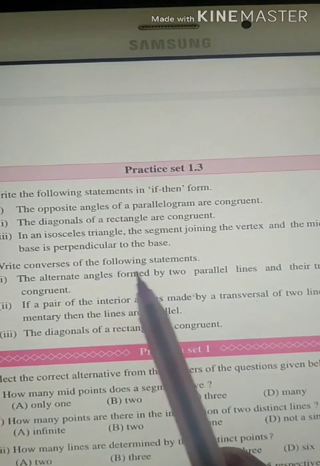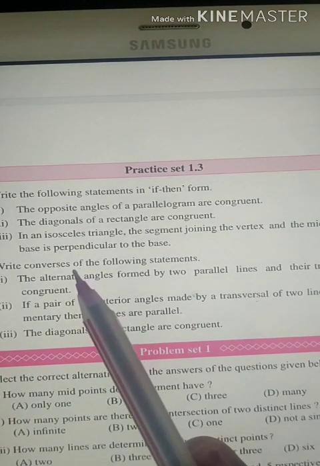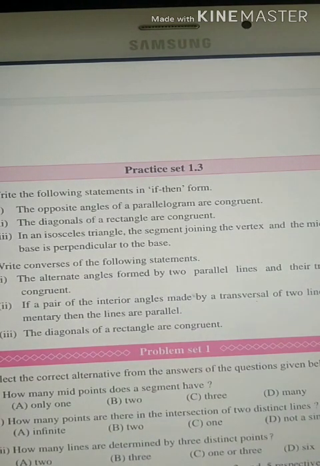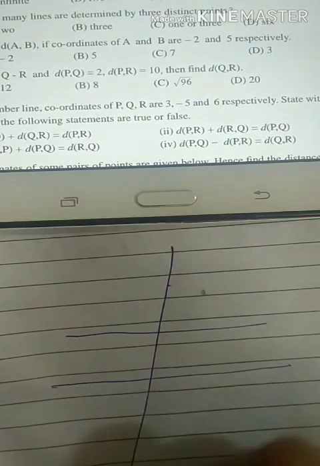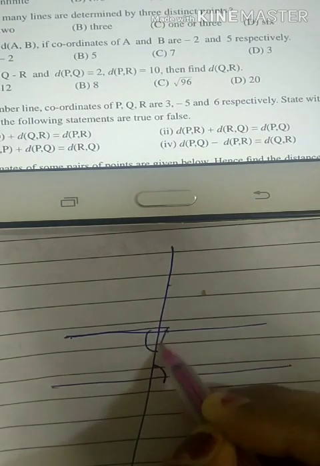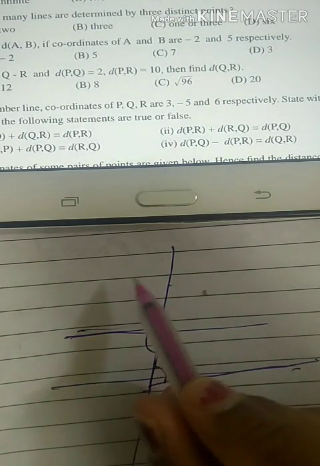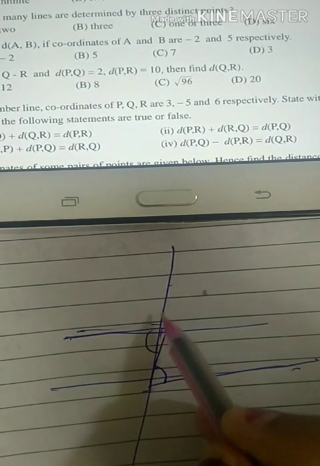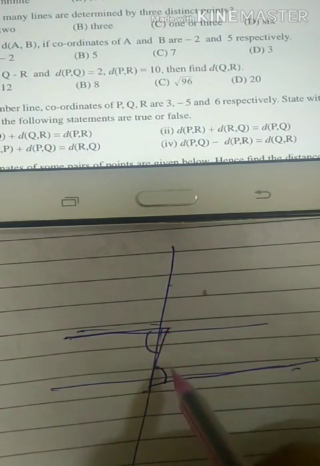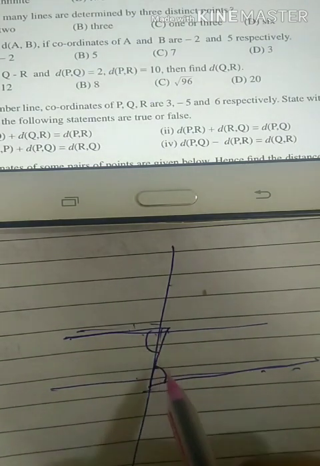The alternate angles formed by two parallel lines and their transversal are congruent. If you have two parallel lines, these two are alternate angles, no, which make a Z shape. So the statement given is the alternate angles formed by two parallel lines and their transversal are congruent. So they are saying that the lines are parallel if alternate angles are congruent. Okay, that is the meaning conveyed.